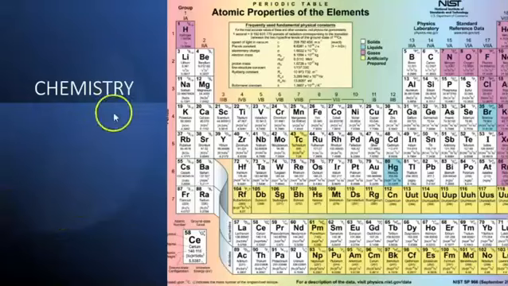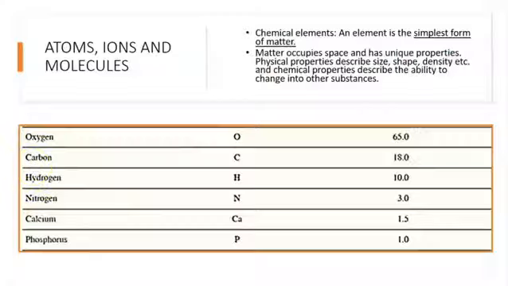Okay, we're going to start with chemistry, and the first item that we have is atoms, ions, and molecules. So let's start with a chemical element. An element is the simplest form of matter. Matter occupies space and has unique properties. Okay, let's take a look at some of the elements that we have in our body. For example, oxygen, carbon, hydrogen, as well as some other examples of elements.